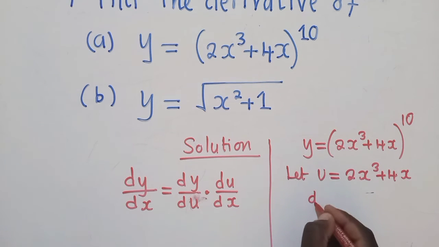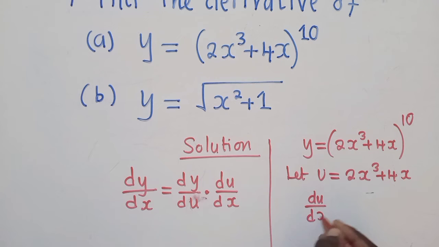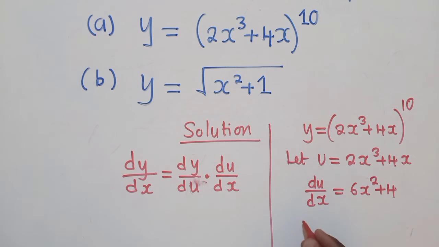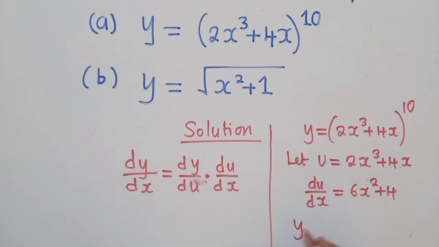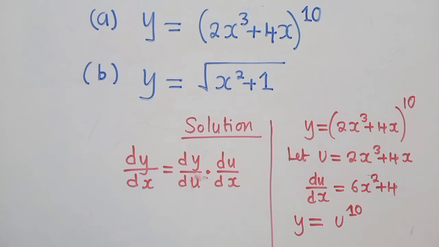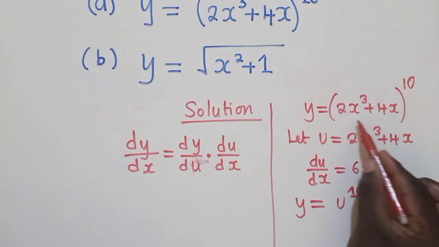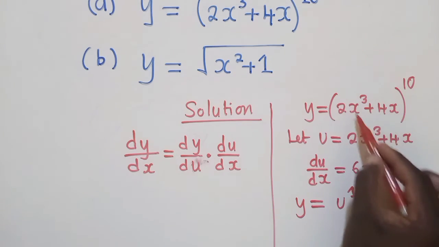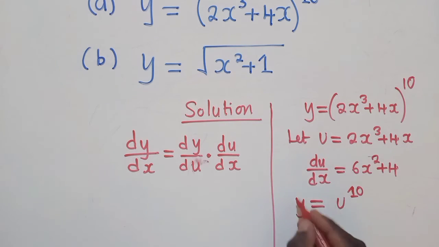And then you find the derivative, du/dx. What is the derivative of this? That will be 6x power 2 plus 4. I explained how to find the derivative. When you do that, you say y is equal to u power 10. I guess you know what I've just done here. This is y, and we said what is inside is equal to u, so y is equal to u power 10.